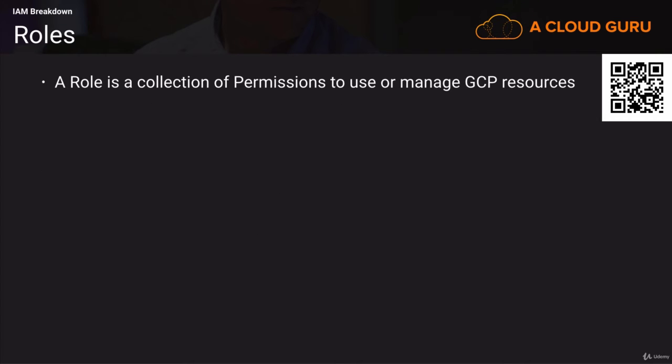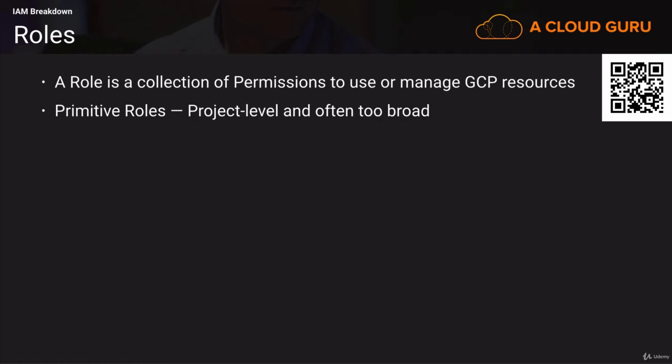A role is a collection of permissions to use or manage GCP resources. So if you think about the permissions that we just talked about, if you had every one of those permissions for a particular service, that would make you an administrator for that service. And in fact, each service does have an administrator role. But that's getting a little bit ahead of myself.